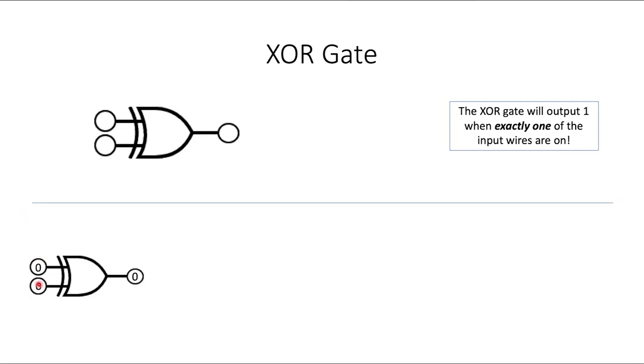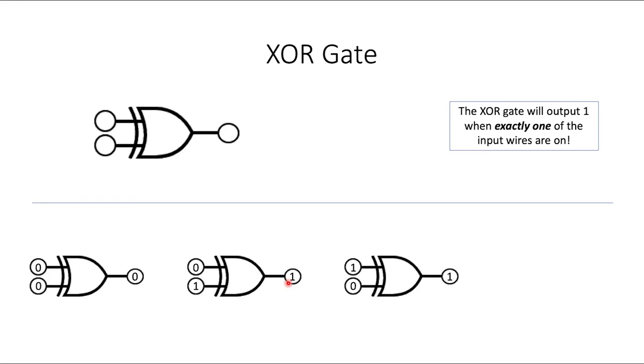Okay, so like before, 0 and 0 gives us a 0, right? Exactly one of the input wires has to be on, and in this case, neither of them are, so we get a 0. In this case, one of them is on, and exactly one of them is on, moreover, which means that the output wire coming from this XOR gate is a 1. If you look at the third case, 1, 0, the same thing happens, right? I put in a 1 and a 0, exactly one wire is on, so my output is 1.